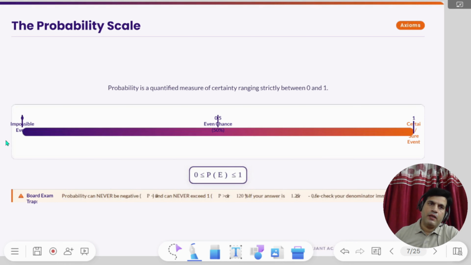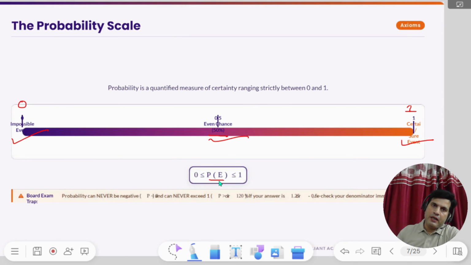On the probability scale, we have events like an impossible event, a certain and sure event. If it is a certain and sure event, its probability will be 1, and if it is an impossible event, its probability will be 0. And there are even chances, equally likely, so there is a 50% chance.